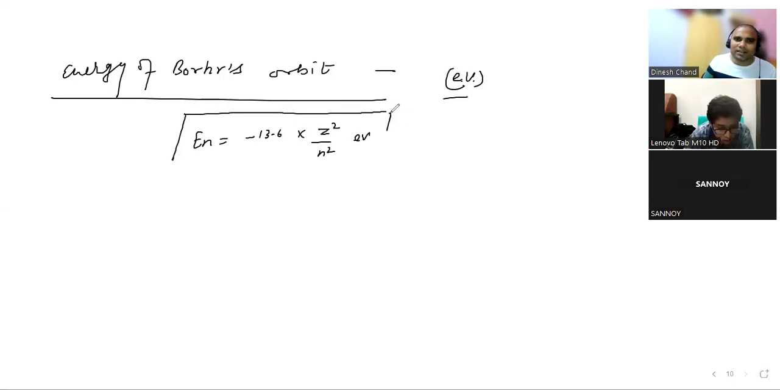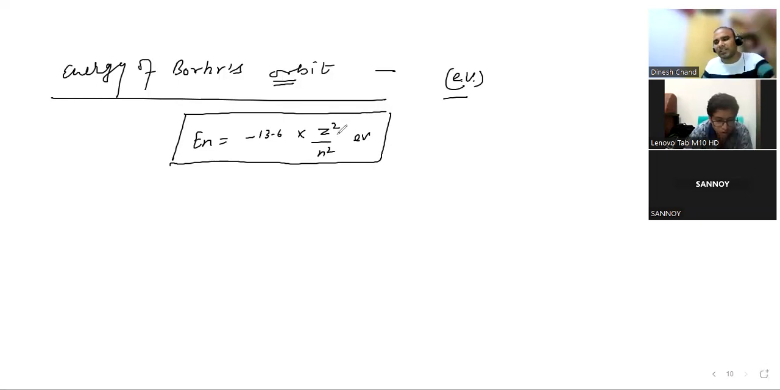No. There are many ways to calculate. But here what are we calculating? We are calculating the energy of the orbit. So for the orbit we have to take the orbit number and the atomic number. The atomic number is the nuclear charge pulling inward, and which orbit it is. Otherwise, E is equal to h nu, or E is equal to hc by lambda. We can use this one.